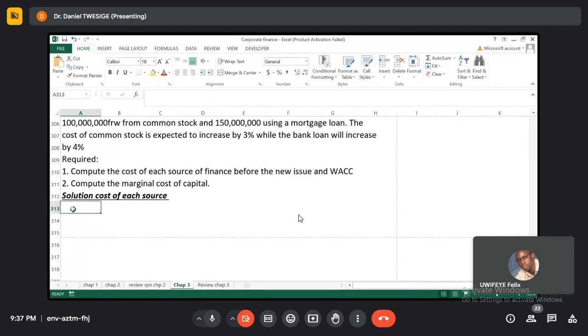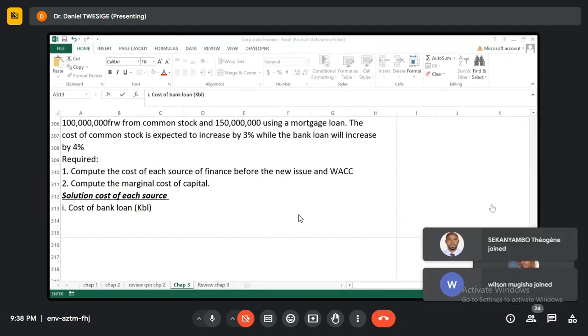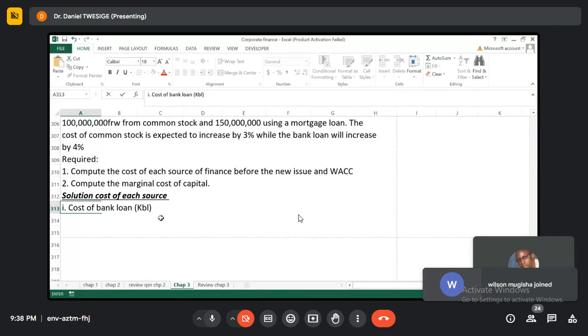Number one is the cost of bank loan, which is the easiest. Maybe we can abbreviate the cost of bank loan as KBL. The first thing when you are answering this part: please state your formula. State the formula.